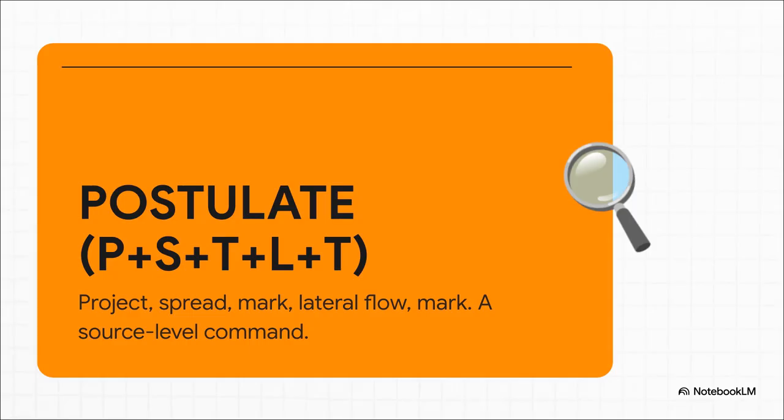And it gets even deeper when we decode more complex words. Take postulate, the term we used back in Layer 2 for a source-level command of consciousness. Look at the code. P is project. S is spread, T is mark, L is lateral flow, and T is mark again. So a postulate is an intention that is projected outward, spreads through the system, makes a mark, flows laterally into new territory, and marks reality again. The word literally describes its own architectural function within the Genesis stack just through its consonant code. It's like the program is writing itself.